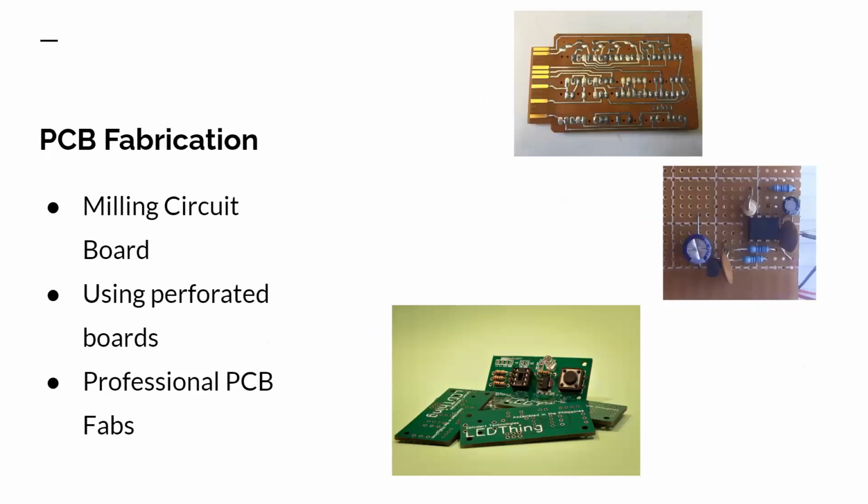So let us take a look at PCB fabrication and the types of boards that are there. The first one is the milled circuit board, the one on the top. That one you mill using CNC machines. The second one is perforated boards. These are already sold on the market, but they don't look very professional. But they are there, a simple way of coming up with a PCB. The last one is the professional PCB fab. These are the PCB boards that we will focus on in this course, how to generate these PCBs.